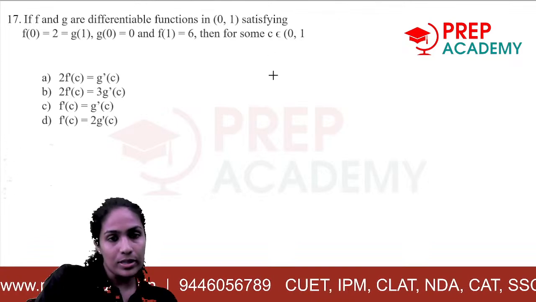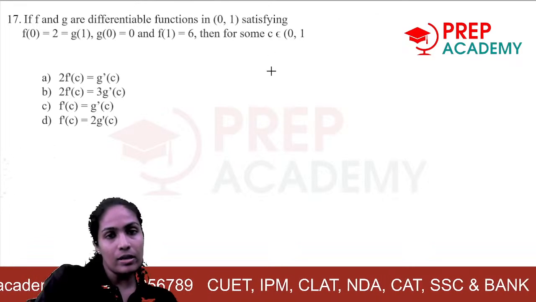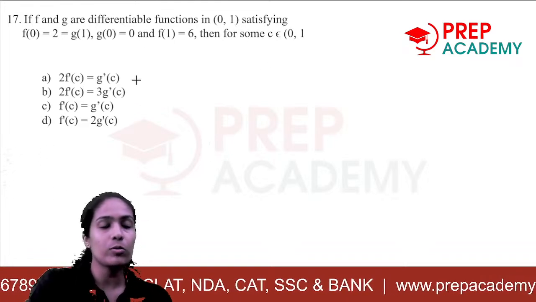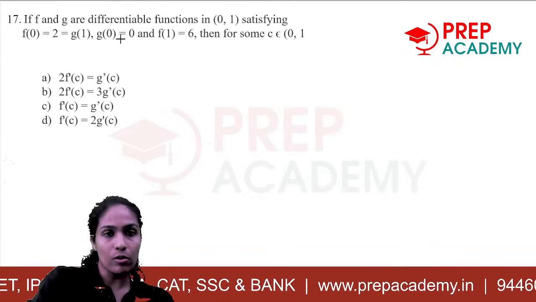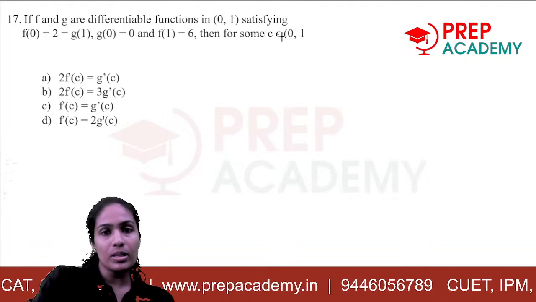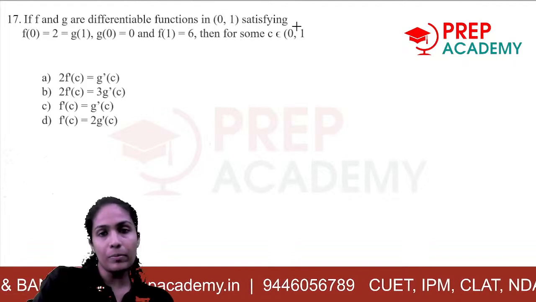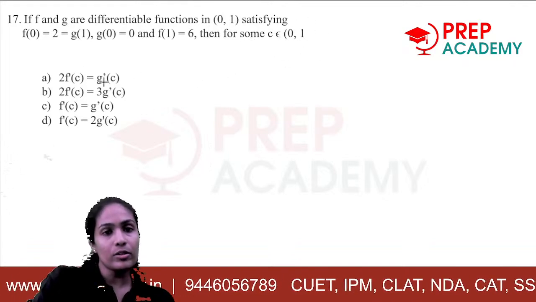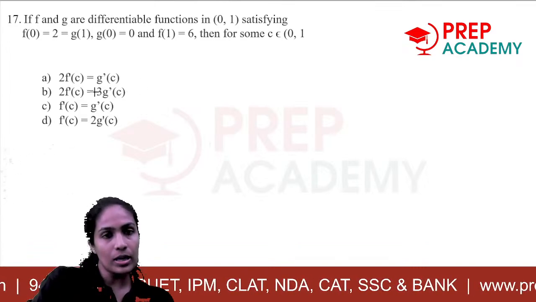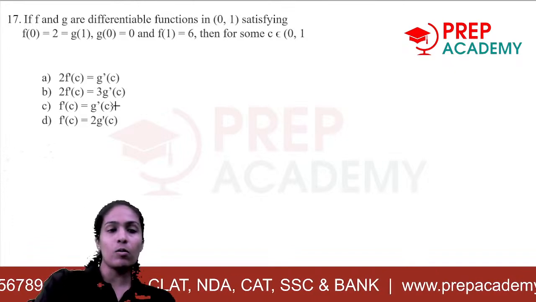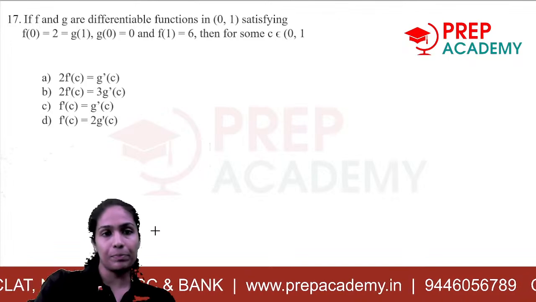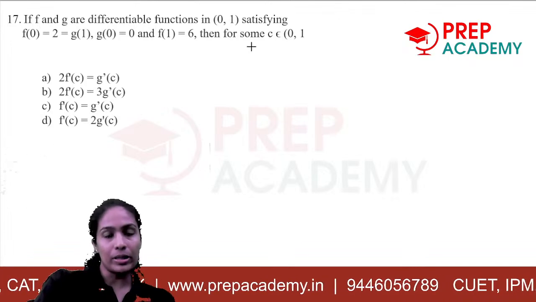So now next question. f and g are differentiable functions in the open interval (0, 1), satisfying f(0) equal to 2, g(1) equal to 6... g(0) equal to 0, and f(1) equal to 6. Then for some c in the open interval (0, 1), option A: 2f'(c) equal to g'(c); option B: 2f'(c) equal to 3g'(c); option C: f'(c) equal to g'(c); and option D: f'(c) equal to 2g'(c). Here also you have to apply the mean value theorem.